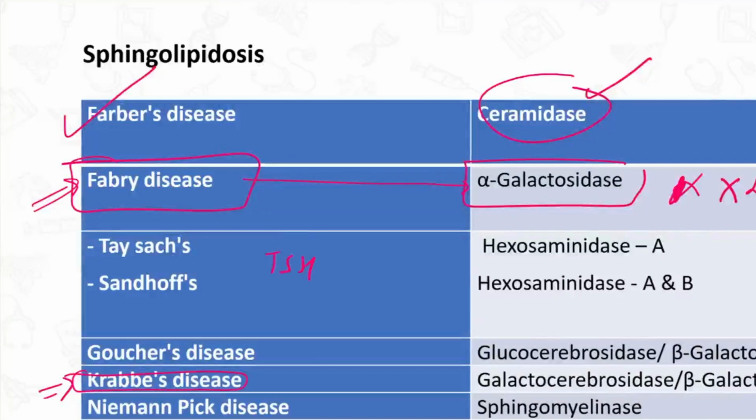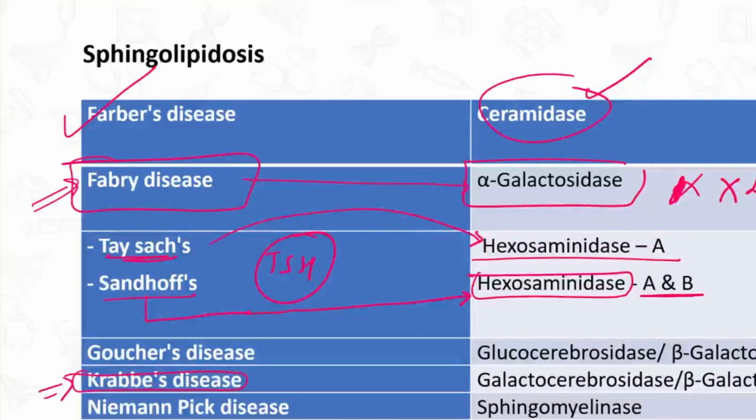Mnemonic: Tay-Sachs disease, hexosaminidase A. Sandhoff disease, T4 Tay-Sachs, S4 Sandhoff, H4 hexosaminidase A and B. How will you remember A and B? How many F are there in Sandhoff? Two F are there, two similar letters, so A and B.